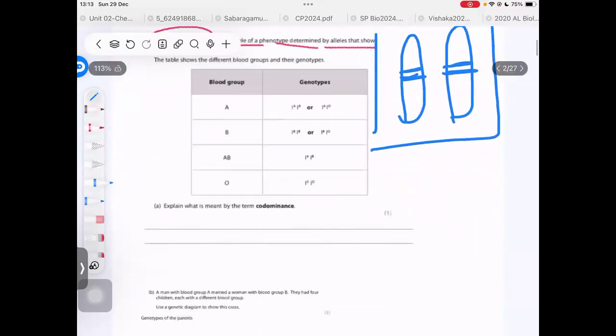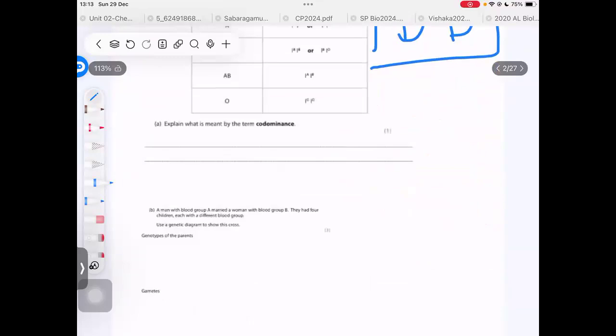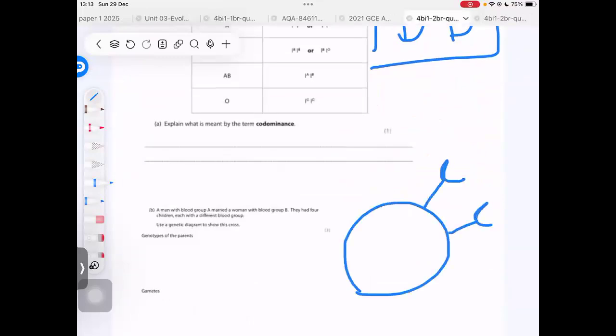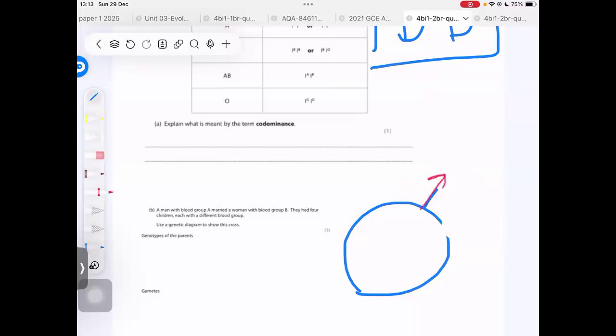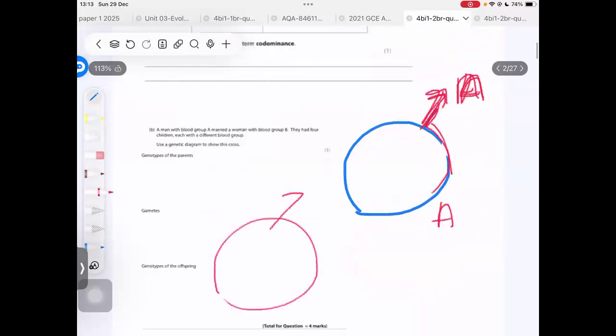Our blood group is determined by the antigens on our red blood cell. Let's say the antigen is like a receptor on our red blood cell. So if we have the A carbohydrate on our red blood cell, we say that person's blood group is A. And if we have a B carbohydrate on the red blood cell, we say that person's blood group is B.